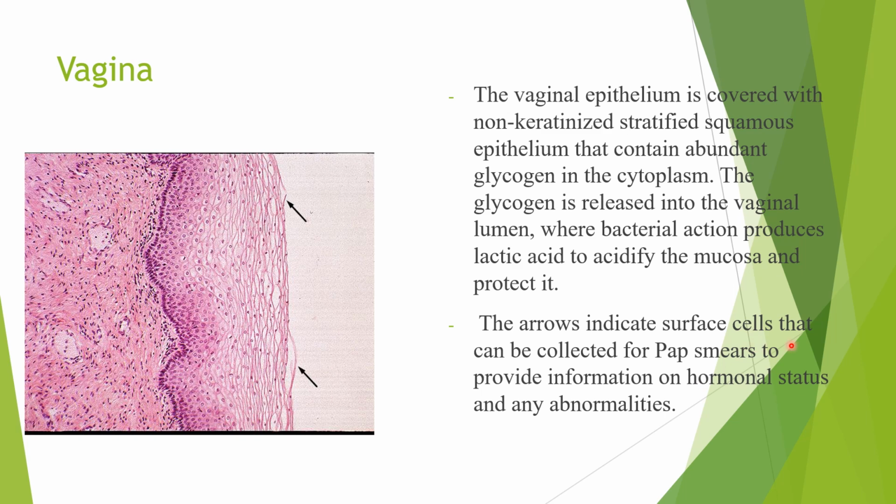These arrows indicate surface cells that can be collected for the pap smear. This pap smear is also very important because with the help of the pap smear we can collect scrapings from the vagina as well as the pool of cells present in the fornices, and we can study them to identify the early stages of carcinoma of the cervix and vaginal carcinoma. And also with the help of the pap smear we can collect information about the hormonal status or any other abnormalities.